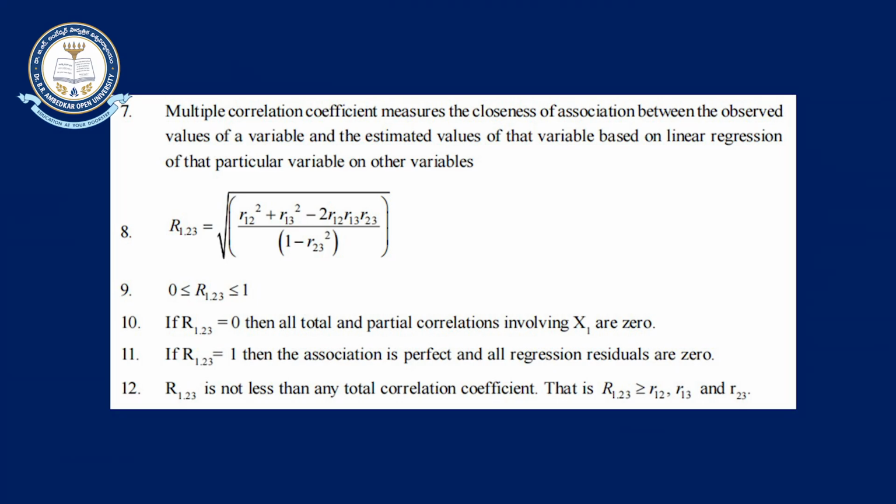And if R1.23 equals 0, then all the total partial correlations involving x1 are 0. And if R1.23 equals 1, then the association is perfect and all the regression residuals are 0. That also we observed. R1.23 is not less than any total correlation coefficient, that is, R1.23 is greater than or equal to R12, R13, R23, that we observe.